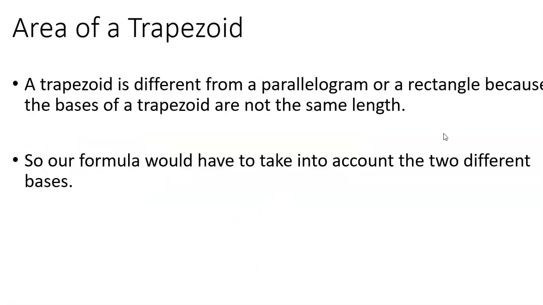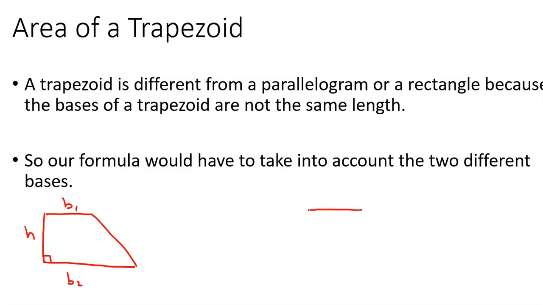All right, how about a trapezoid? In a trapezoid, the bases are not the same length. So our formula would have to take into account that we could have two different bases. You could have a trapezoid that's got a right angle in it. You could have a trapezoid that looks like this. And so this base up here is not the same as that base over there. In this case this would be your height, and that would be one of the sides.